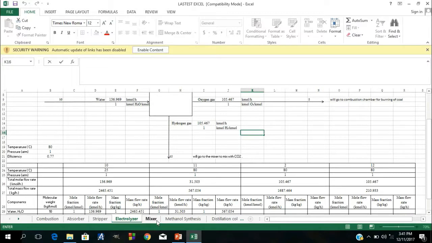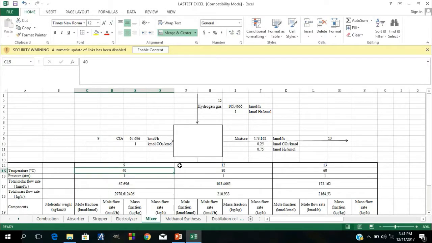Next is the mixer. There is no temperature or pressure because it is an open system. The mixer only mixes the CO2 and H2. The output of the mixture is 2164.53 kilograms per hour. The ratio is 0.25 kmol CO2 and 0.75 kmol H2.